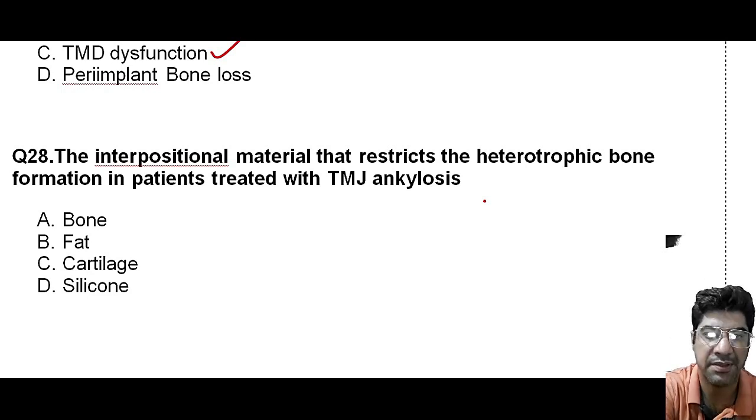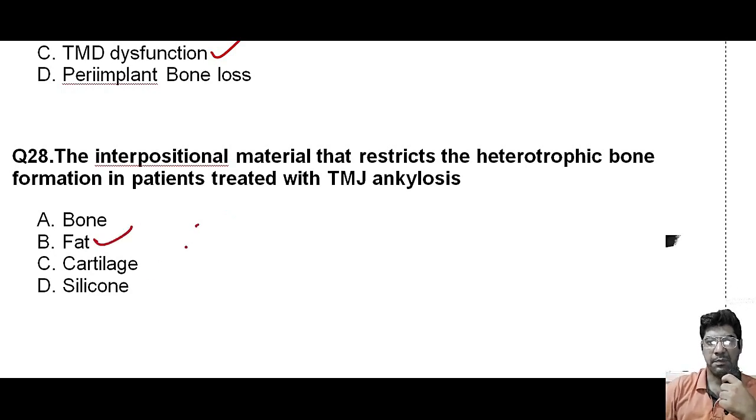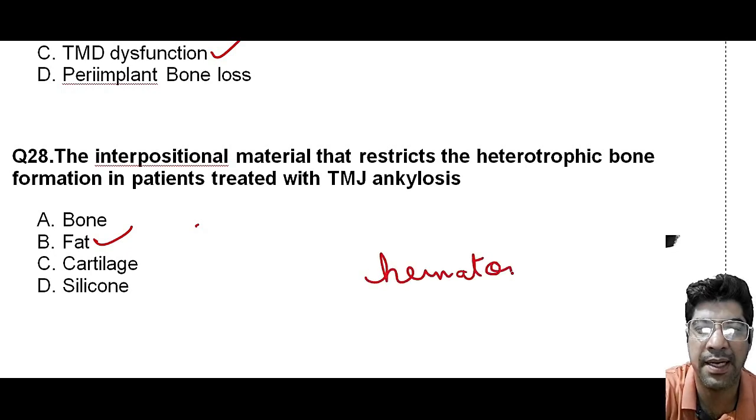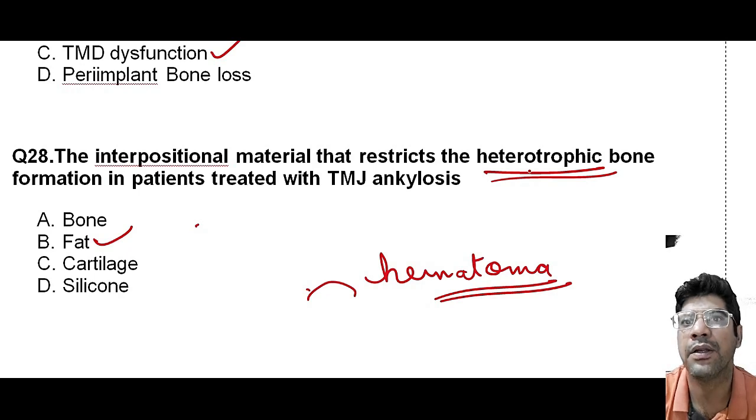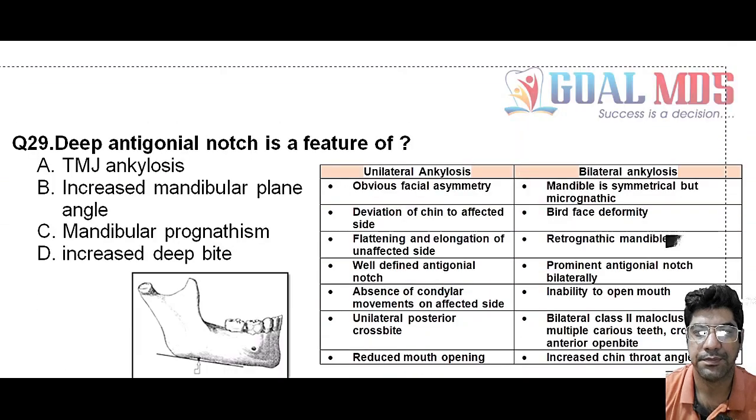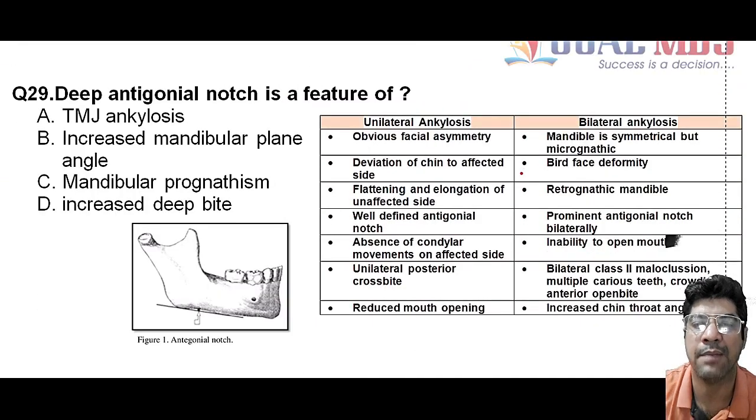The interposition material that restricts heterotopic bone formation in a patient treated for TM ankylosis is fat. So in the patient treated for TM joint ankylosis, the autologous fat graft is used as interpositional material during the surgical procedure. So why do we use it? The purpose is to obliterate the dead space around the joint prosthesis. That would restrict the formation of hematoma in the joint space, so that can limit the heterotopic bone formation and promote a better outcome following the TMJ surgery.